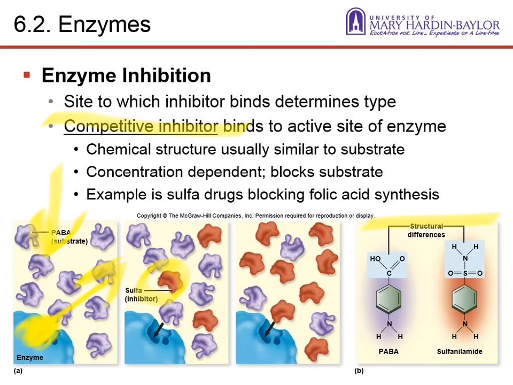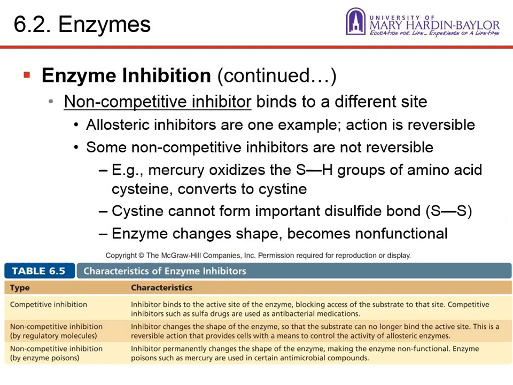Anyway, that's how competitive inhibition works, and you can think of a lot of ways to do it. If you can figure out something that looks close enough to the normal substrate that it can trick the enzyme and allow it to bind the active site and block that active site, it can't catalyze that reaction in future steps.